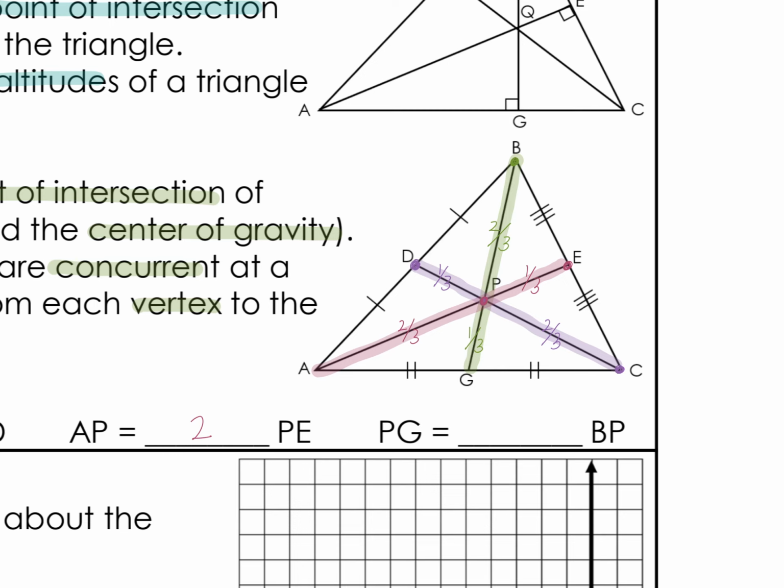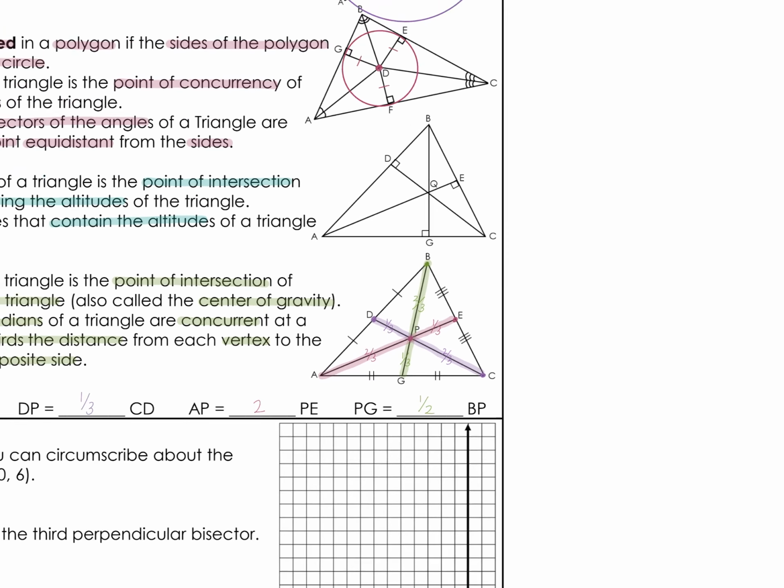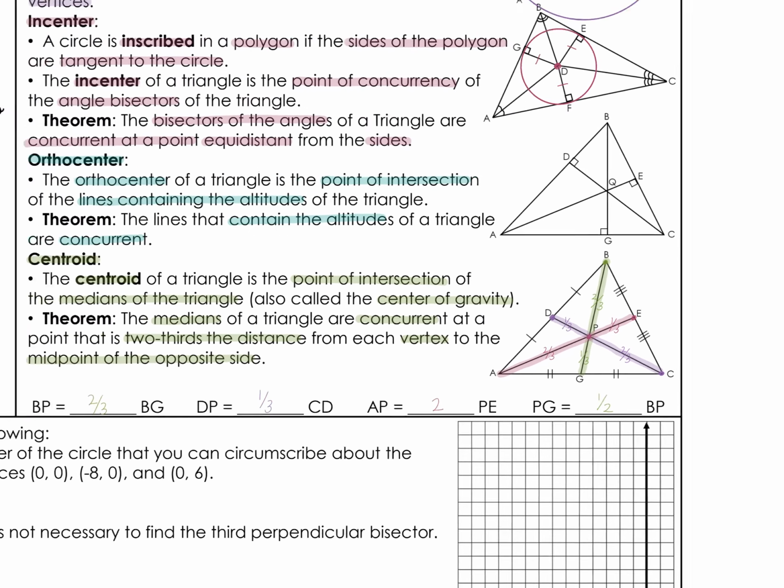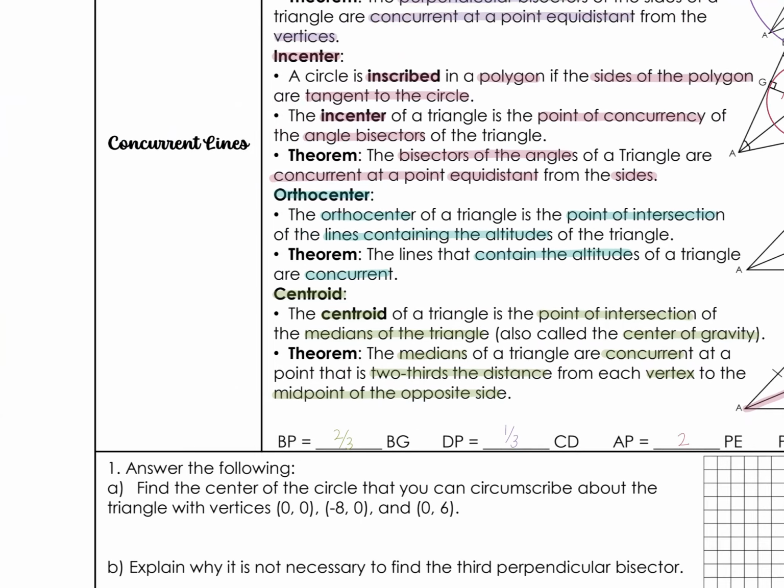All right, and now our last one here, from PG, and we've got the length of BP. So I'm going to go back to that green. My PG is that 1/3. So we're saying if we know from B to P is 2/3, how do I get from that 2/3 to my 1/3? Well, I would just divide by 2 this time. Okay, so these are just different scenarios you can use to help solve depending on what they're giving you with your centroid.